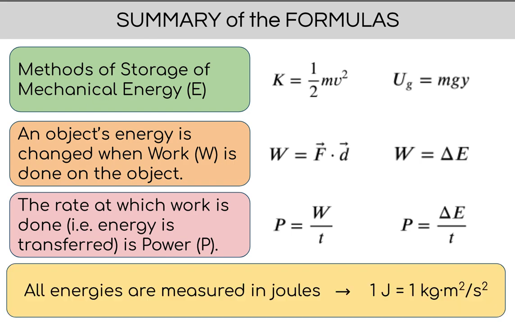All of the ideas of energy are measured in joules. So kinetic energy, potential energy, and work are all measured in joules. And then power is joules per second, which is called a watt.